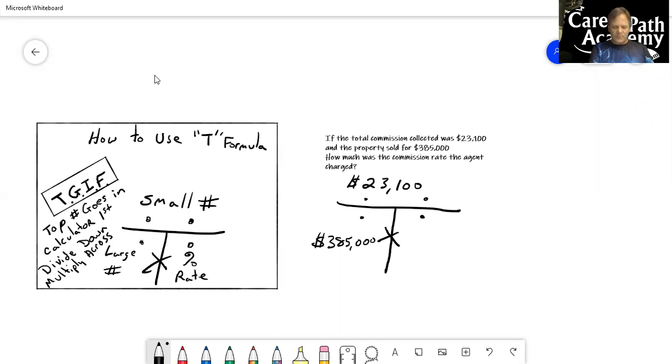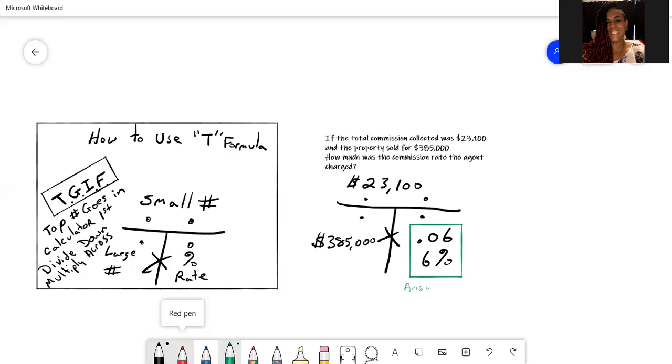So if we type in the calculator $23,100 divided by 385,000, 6%, I think. 6%. There we go. Wasn't that easy? That gives you 0.06, which is basically 6%. And that is your answer. Right? 6%. That's the answer.